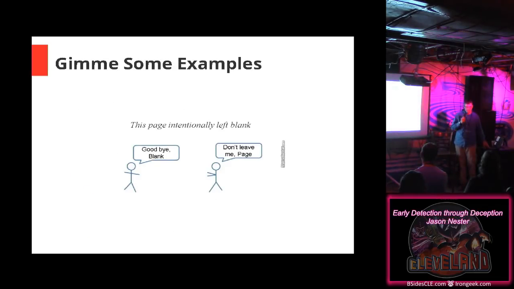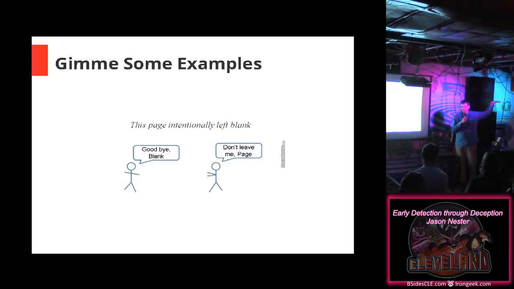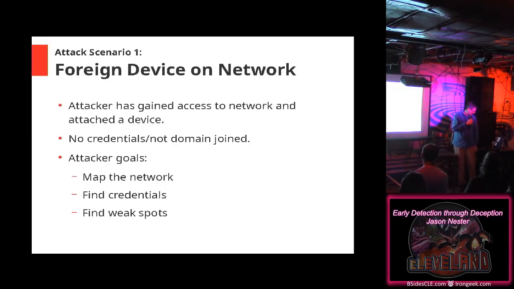So I'm going to just dive right in, give some examples. So what I'll do is I'll give some super high level, here's what an attack might look like. Here's some things that an attacker might do just super early on in an engagement. And then how we might be able to use deception to trip them up and alert us to their presence.